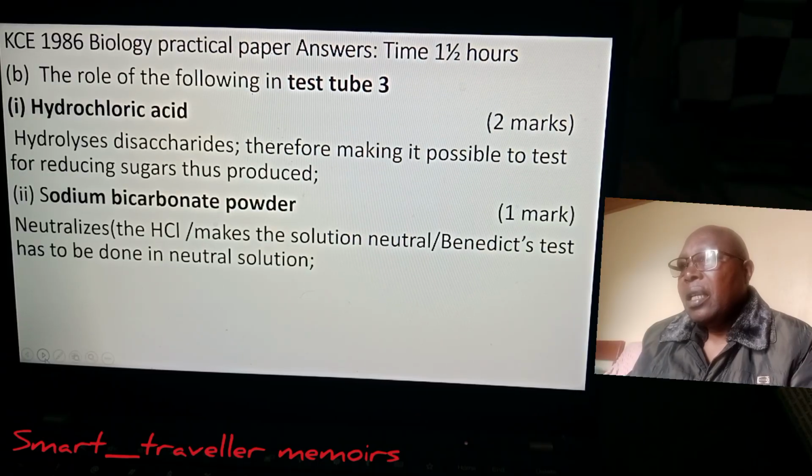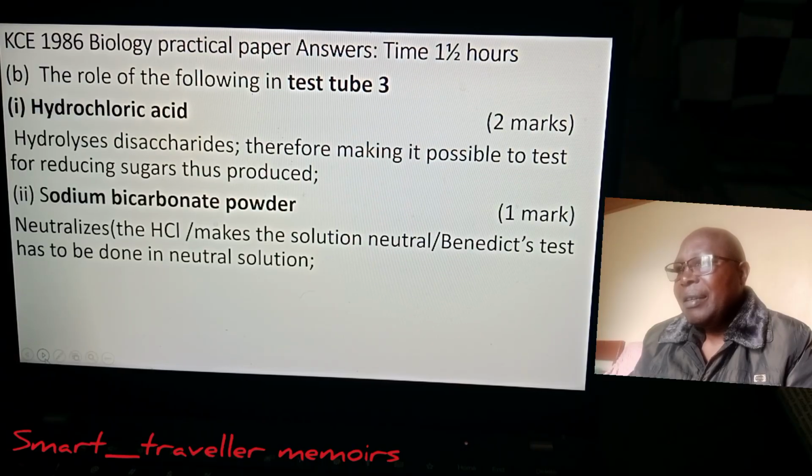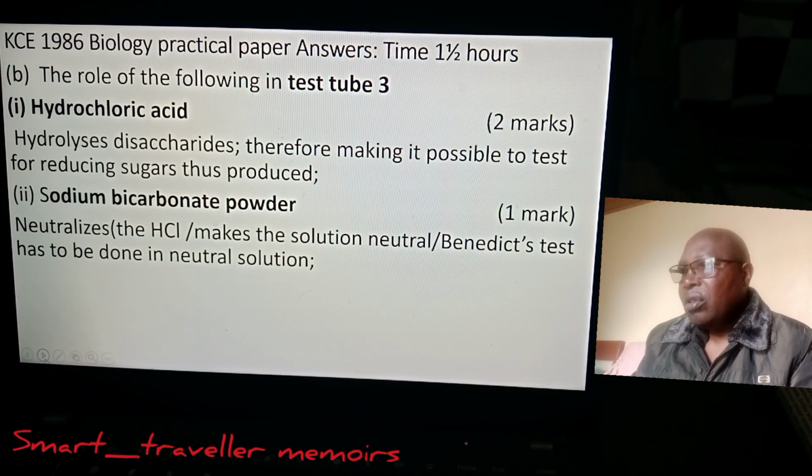And finally, B, the role of the following in test tube 3. Hydrochloric acid, Roman 1, hydrolyzes disaccharides, therefore making it possible to test for reducing sugars thus produced. And then, for sodium bicarbonate powder, it neutralizes the hydrochloric acid or makes the solution neutral. Benedict's test has to be done in a neutral solution.